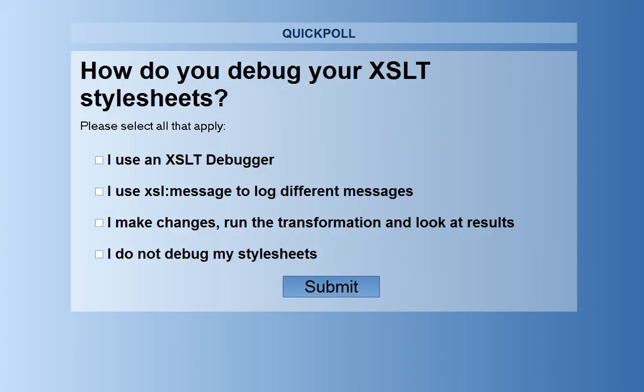And the second question is, how do you debug your XSLT style sheets? And here you can choose multiple answers. First one is if you use an XSLT debugger, then you may use xsl:message to log different messages in your style sheet and then look to see what messages appear. Another option is, if you just make changes, run the transformation, look at the results, make other changes, run the transformation again and look at results. And the last option is if you do not debug your XSLT style sheets. Okay, so this has an interesting result. I will close this now and let's share the results.